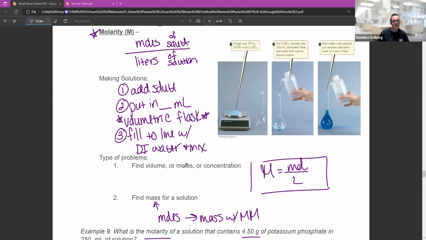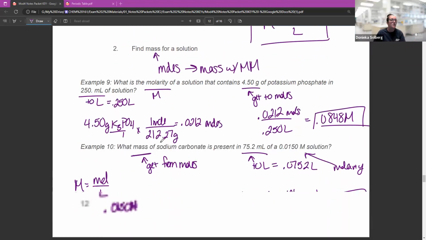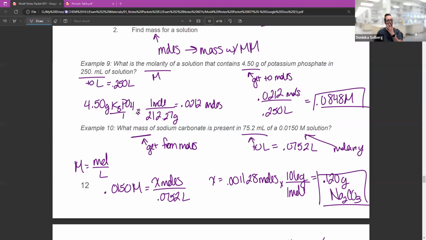Now, for the types of problems I could give you involving concentration, I could ask you to find the volume, the moles, or the concentration. I could ask, what is the concentration of this solution, or how many moles or how many grams are in it. And again, I can have you find the mass. Anytime I ask for a mass in a solution, that means you're going to have to do some type of mole conversion, because molarity is in moles, but mass is in grams. And how do you do that? You use the molar mass from the periodic table. So examples 9 and 10 are the two types of questions I can ask you regarding molarity.